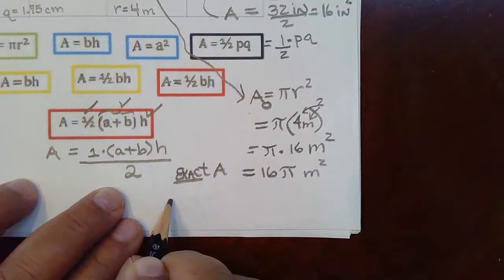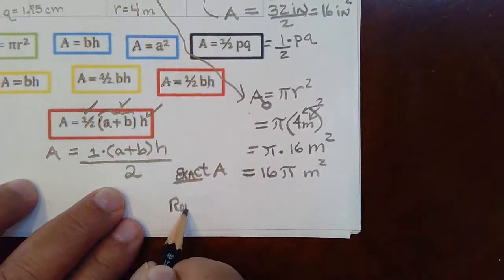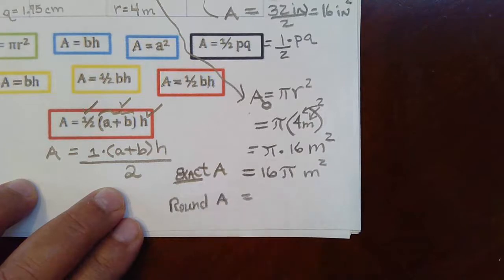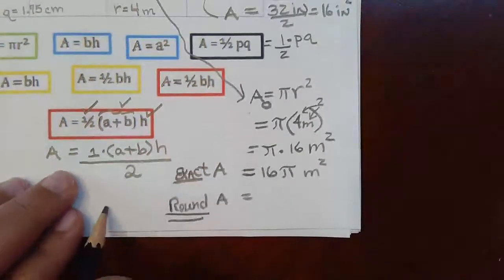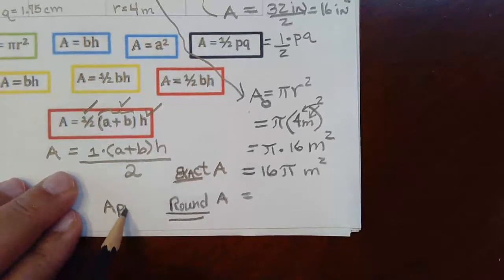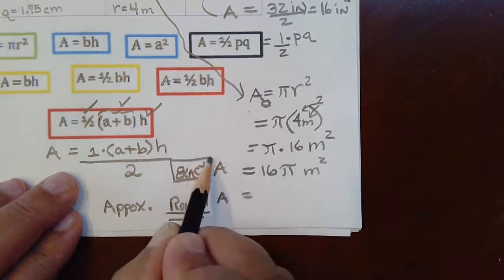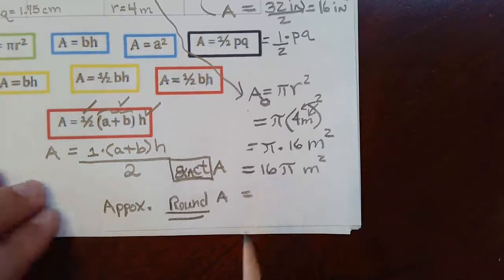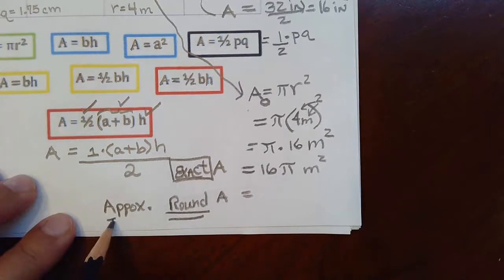In order for you to round it off, just to give an approximate answer, you'd have to press it in your calculator. You would then see decimals. So this would be what we call an approximate answer. It's close to the answer, but it's not exact like this one. This is called exact because I haven't rounded anything off. So if you want to round it off, let's say I say approximate to the tenth place.